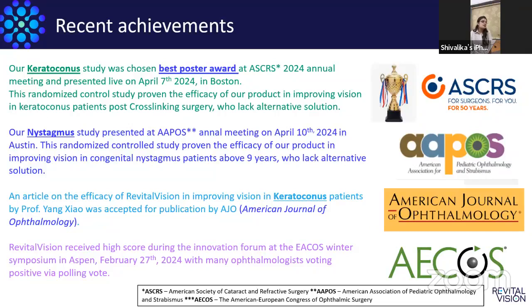And this is a randomized controlled study, which has proven the efficacy of our product in improving visual acuity as well as binocular functions in patients with congenital nystagmus above 9 years of age. We also had an article presented on the efficacy of Revital Vision in improving vision in keratoconus patients in AJO. And Revital Vision actually received a high score during the innovation forum at the ECOS Winter Symposium in Aspen.